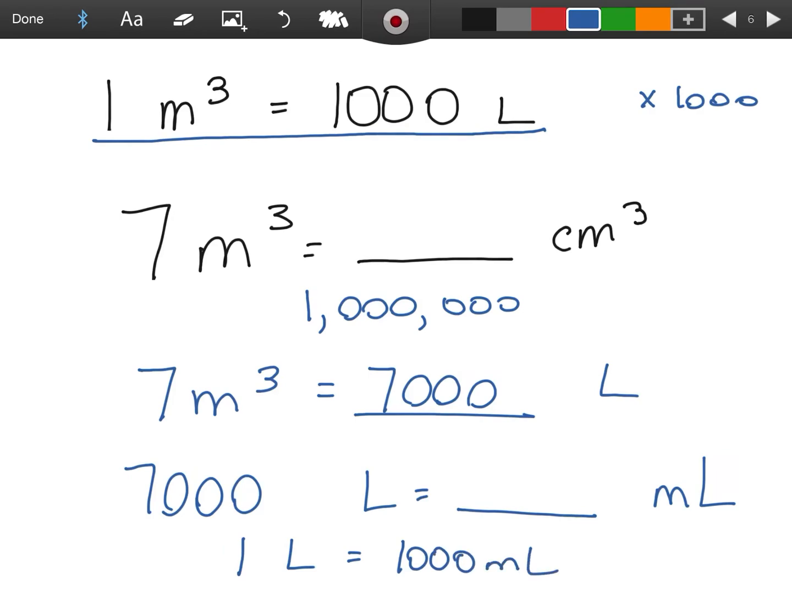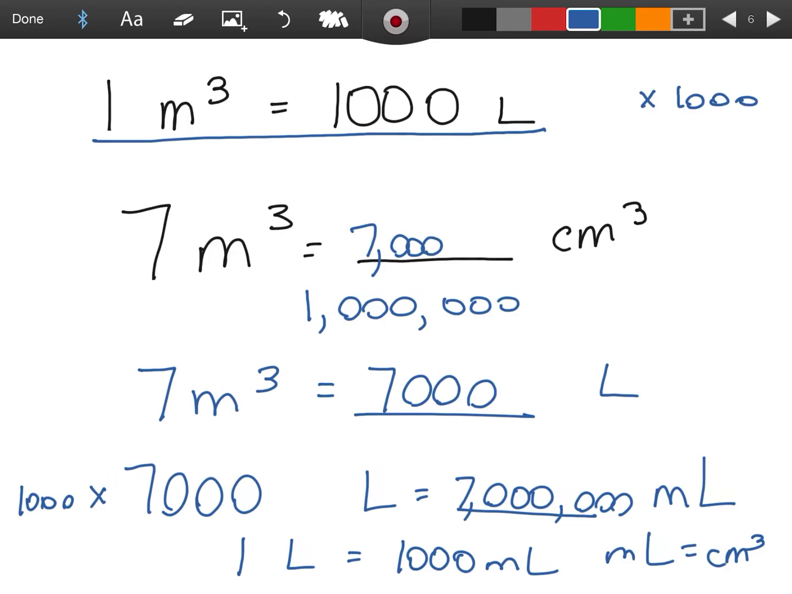So we're going to multiply that 7,000 by 1,000, which will give us 7 million milliliters. And we know that milliliters is the same expression as centimeters cubed, so we can take that 7 million and put it up here. That is also a question on your homework, so you're welcome. You don't have to answer 2 pieces of your homework now.